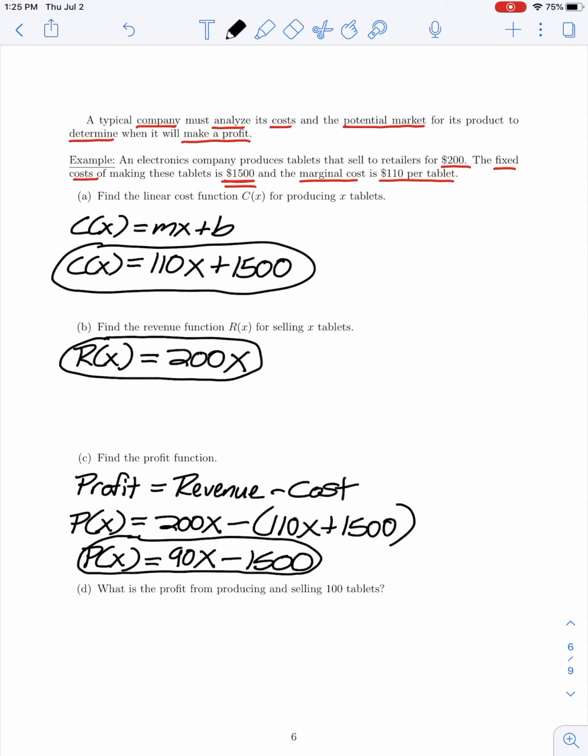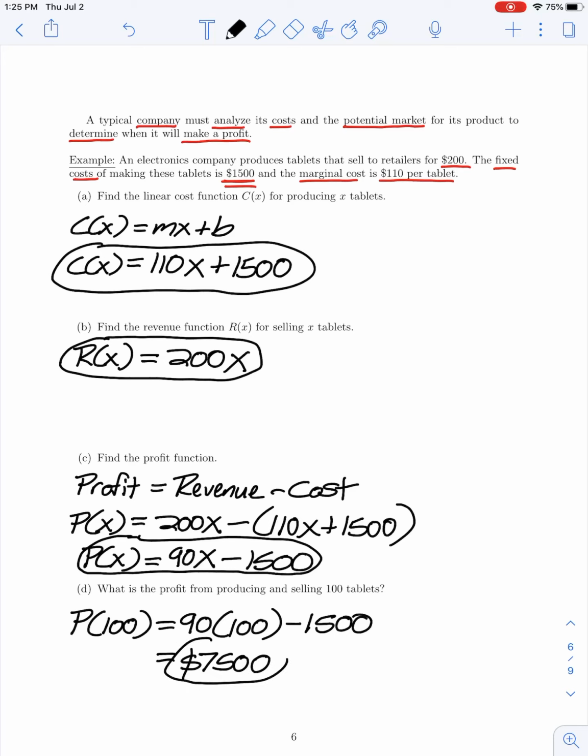Now in part D, we are asked what is the profit from producing and selling 100 tablets. Once we have our profit function, we can plug in 100 for x, and we've got 90 times 100 minus 1,500, which gives us 9,000 minus 1,500, or $7,500. All right.